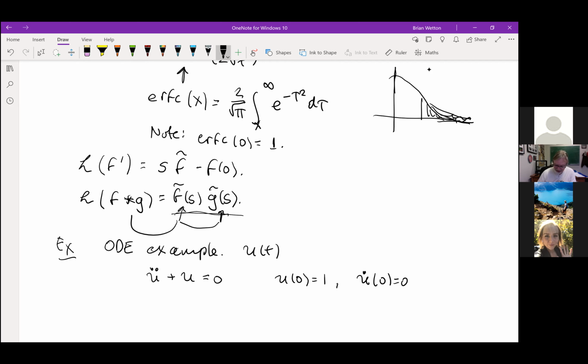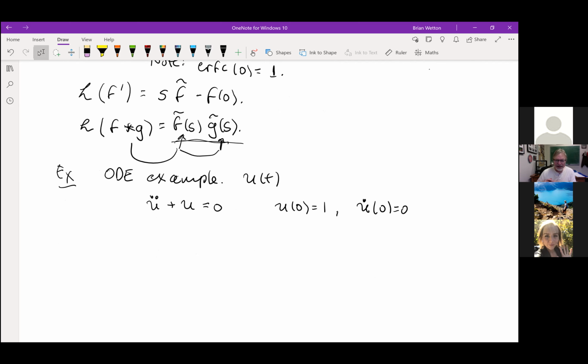I'm going to give initial conditions. Laplace transforms are rarely used for boundary value problems. Well, okay, no, that's not true, I'm going to do some stuff with boundary values with Laplace transforms. So this is a pretty easy one, right? You could write down the solution as A cosine t plus B sine t, and from the initial conditions, you could work out that it was cosine t. So we know what the solution is going to be.